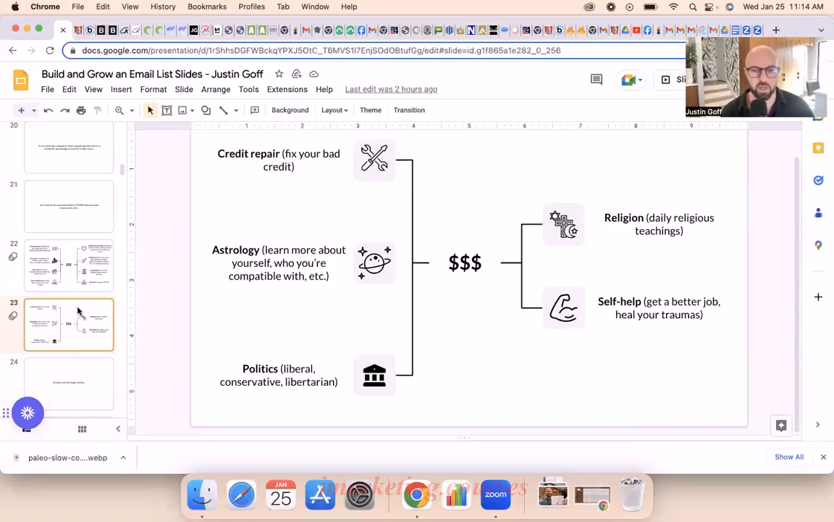Politics, usually they lean heavily one side or the other, liberal, conservative, libertarian. Religion, lots of different religions out there that you could do an email list with daily religious teachings. And then self-help, all kinds of things in there. Get a better job. You got things like heal your traumas, therapy type stuff. I mean, self-development in general is just make more money. It's a massive, massive niche as well. So all of these I've seen work as niches. I've seen people making money in them, and I've seen people doing everything from low ticket to high ticket type stuff in these niches.